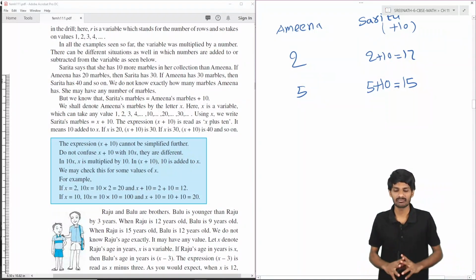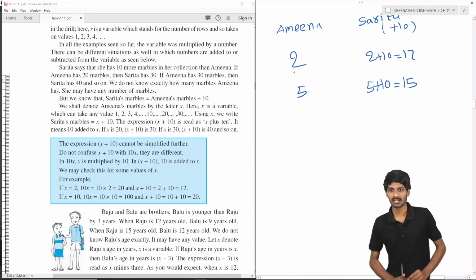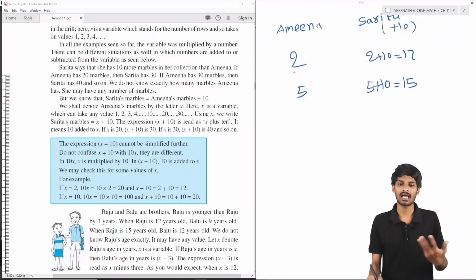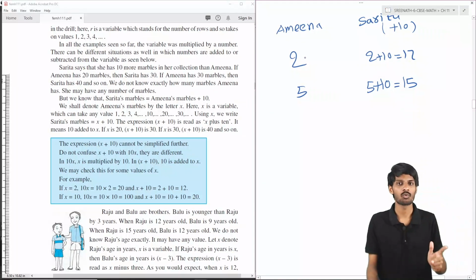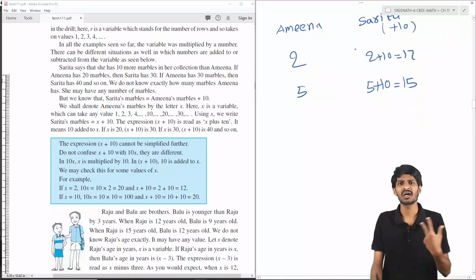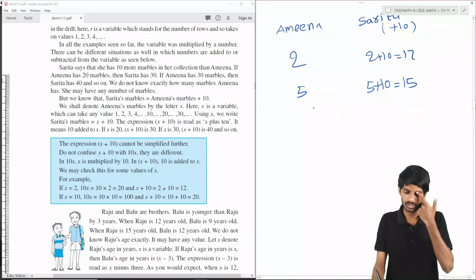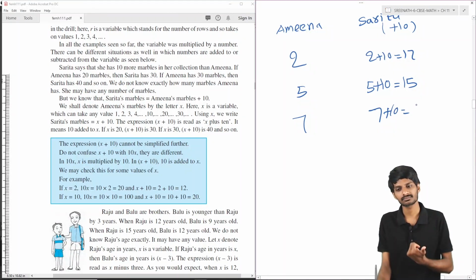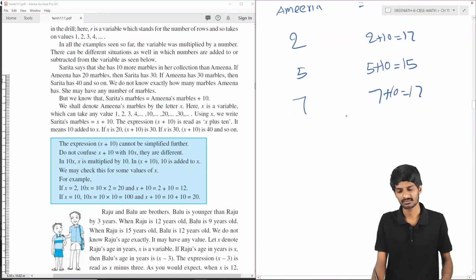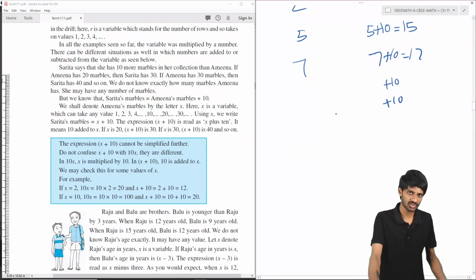So they didn't give the information about how many marbles Amina is having, but they tell you that Sarita is having 10 extra than Amina's marbles. So for example, if Amina has 2 marbles, then Sarita will have 10 extra. If Amina has 5 marbles, it is 10 extra. If it is 7, again 10 extra, 17. So students, every time 10 extra, 10 extra, 10 extra.